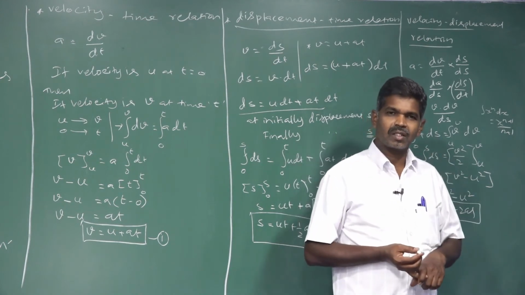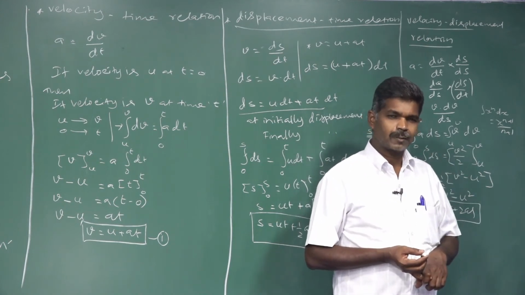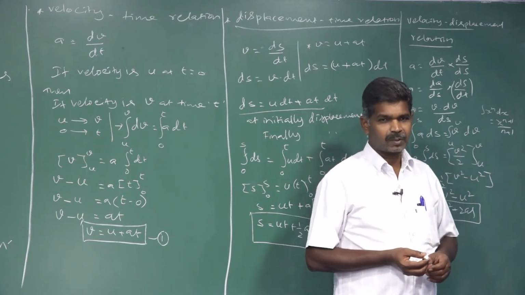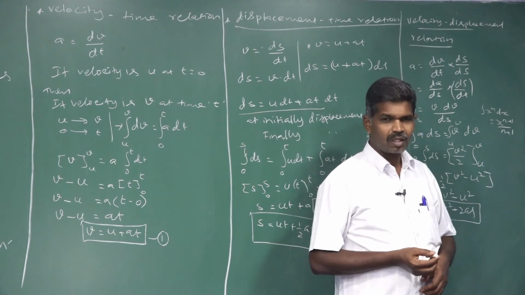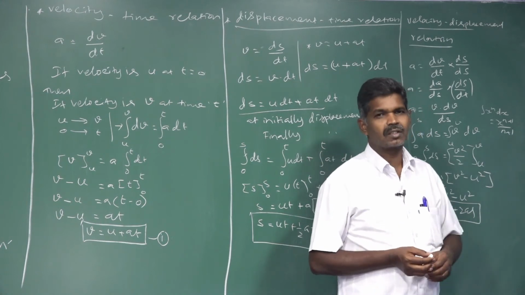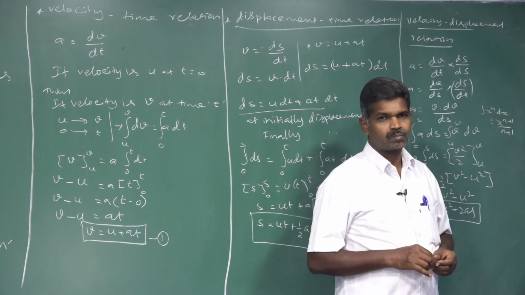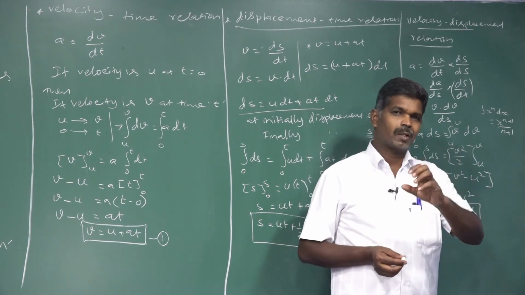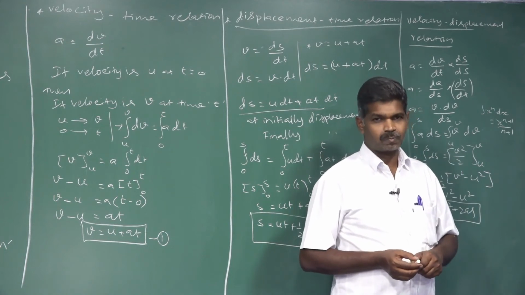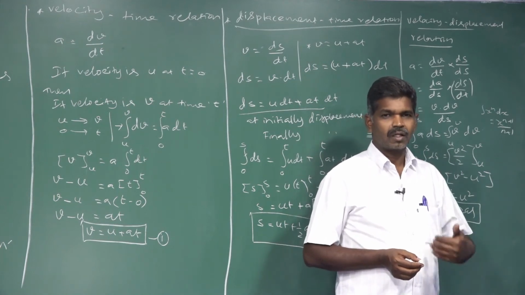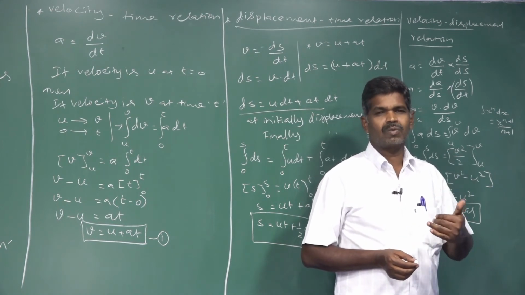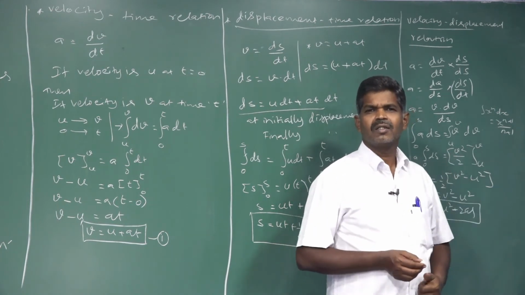So the first equation is v is equal to u plus at. Second equation is s is equal to ut plus half a t squared. Third equation is v squared equal to u squared plus 2as. Another one we also have: using initial and final velocity, we can give the displacement also. So we will see next the relation of displacement with initial and final velocity.